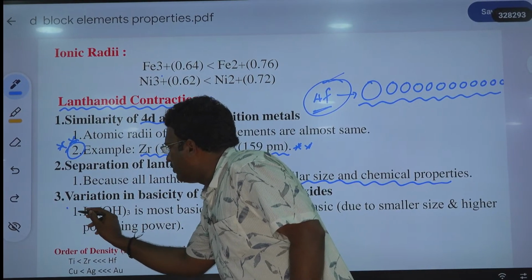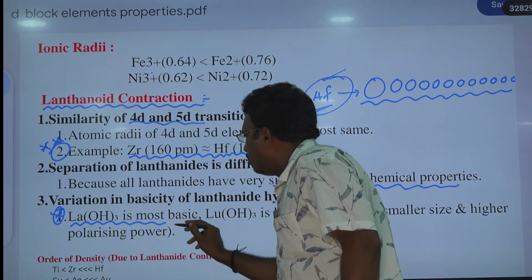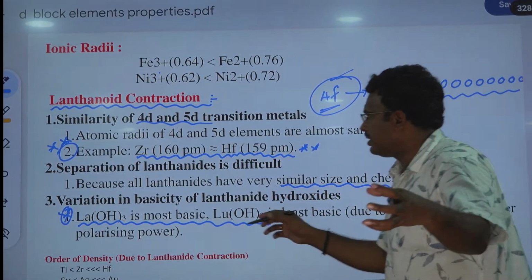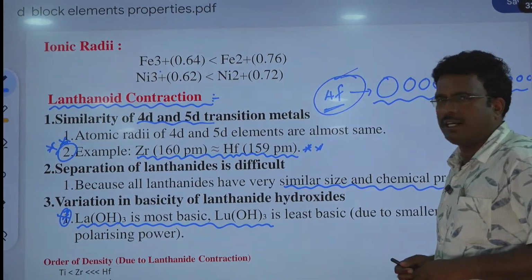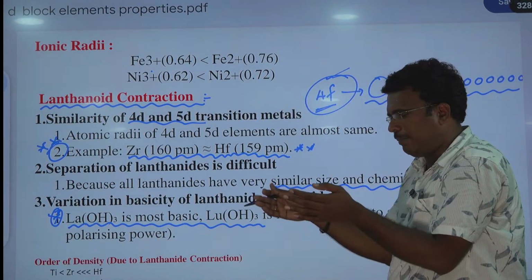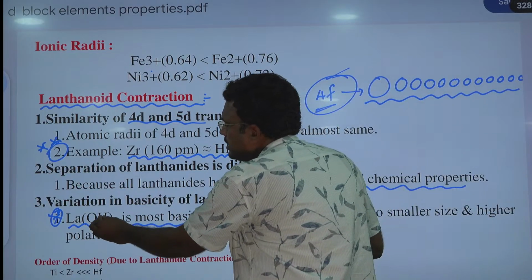This is also a very important question. Lanthanum hydroxide is more basic than lutetium hydroxide. Why? Because as you go from lanthanum to lutetium, the size of the atom decreases. So the OH minus ions are easily removed.